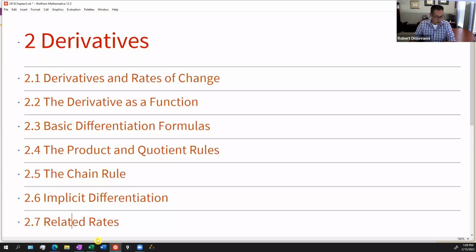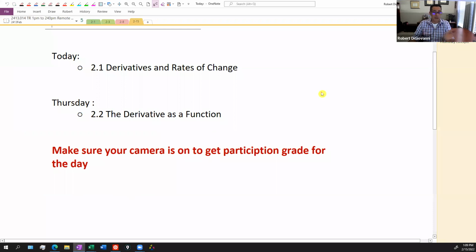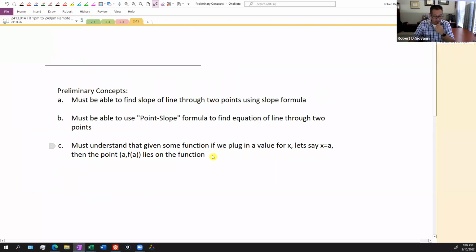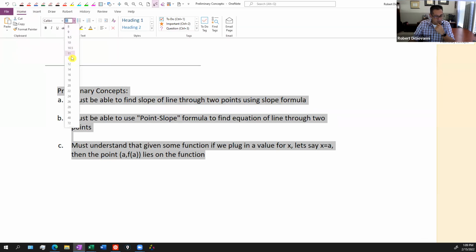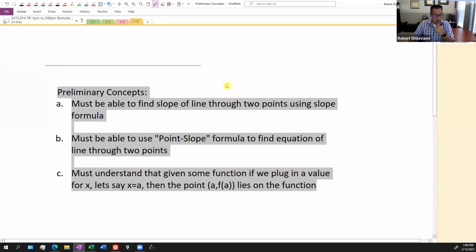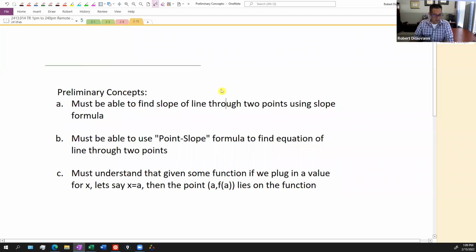We're going to start in 2.1, and I have some preliminary things that you need to be able to do in order to be successful in these first few sections. So preliminary concepts here. Let me make this a little bit bigger for you. These are things that you should have learned in algebra, and I'll review these briefly.